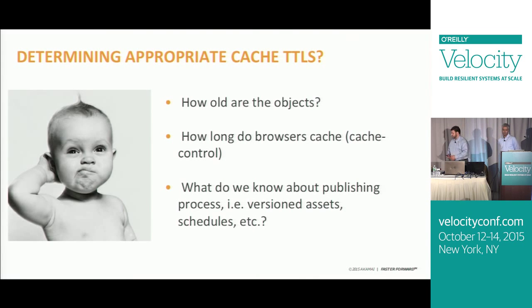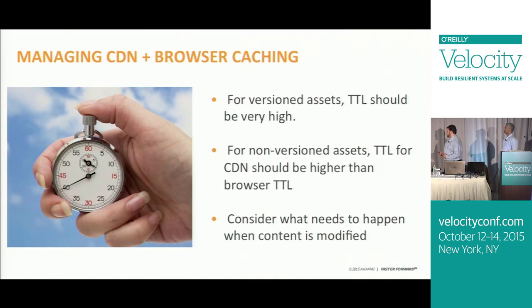So the next step is determining appropriate cache TTLs. The things you need to consider when determining your cache TTLs are how old the objects are, how long browsers cache the objects for, in terms of what the cache control header is, and what we know about the publishing process. Are these assets versioned or not? Are they released on any specific type of schedule? If the content sensitivity is very high, we're going to want to keep that TTL very low. For versioned assets, the TTL can be very high, as we mentioned before. For non-versioned assets, the TTL should be higher than the browser TTL. And you always need to consider what's going to happen when that content is modified. You obviously don't want to serve stale content that's going to break an application.